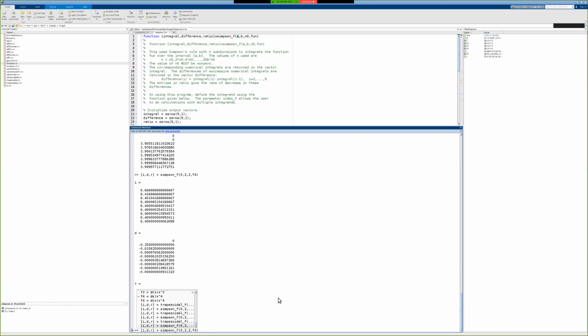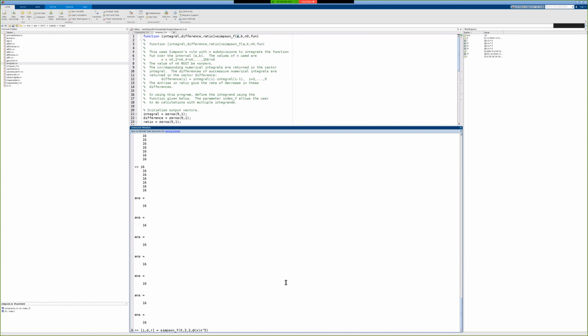Let's try this one more time with maybe the 5th, a quintic function. So x to the 5th. And see if the same thing holds, and see if the ratios between the differences are still going to look like all 16s. Oh, what was that?